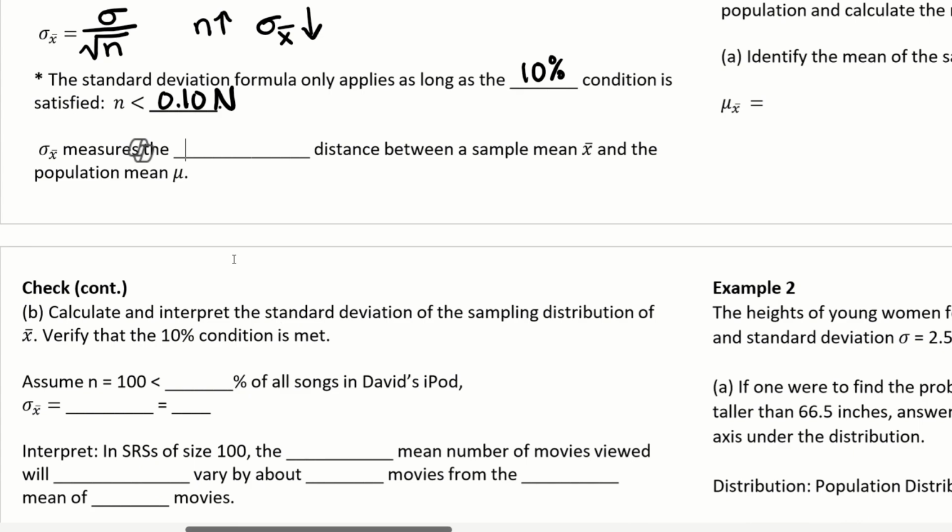All right. Now the sigma x bar, if you were to interpret it, measures the typical distance or the average distance between a sample mean x bar and its population mean mu. Okay, so the typical distance between those two things is what that refers to.